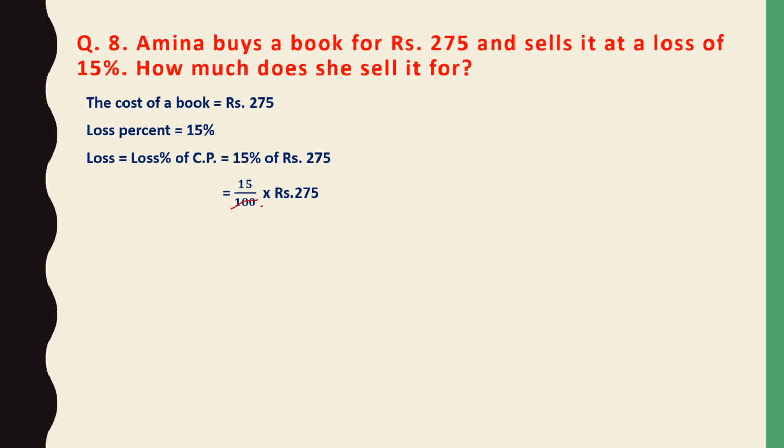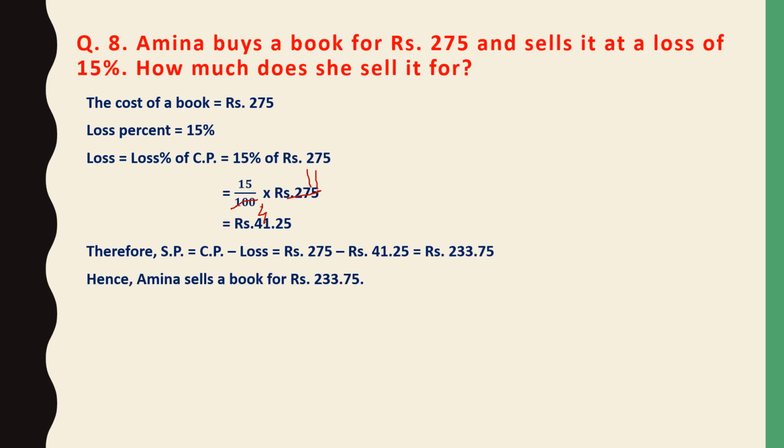Here we can get 11, and here we get rupees 41.25 as the final result. Therefore, SP is equal to CP minus loss, that is rupees 275 minus rupees 41.25, that is rupees 233.75. Hence, Amina sells the book for rupees 233 and 75 paise.